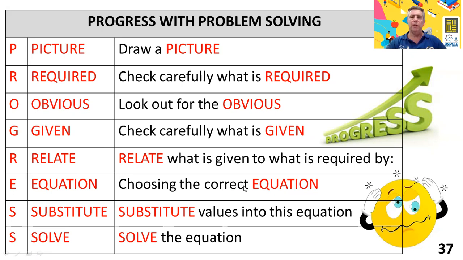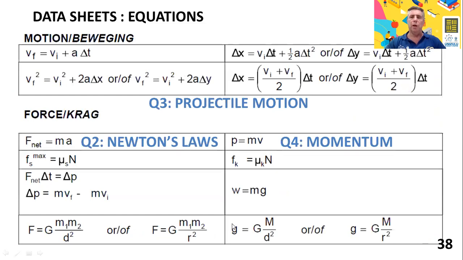Now, choosing the correct equation is probably the hardest part of these questions, but don't worry, we'll spend a lot of time helping you to do that. Once you have the correct equation, it's simply a matter of substituting and solving, which I'm sure that you can do. Now, where do we go to find our equations? We go to our data sheets. These are on page 38 and 39 in your books, so you should turn there.